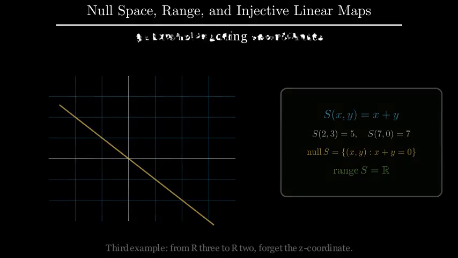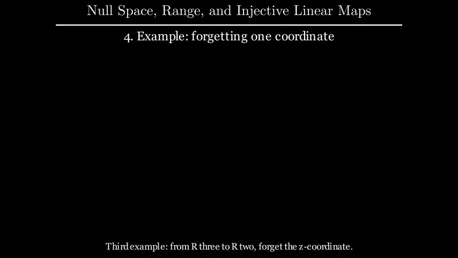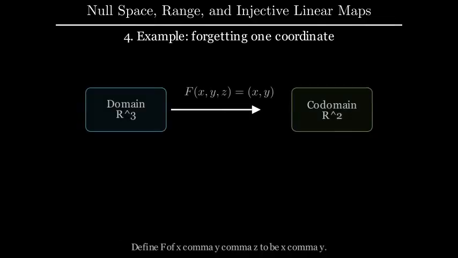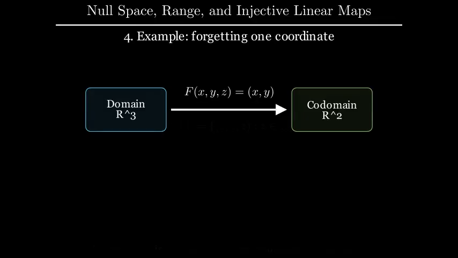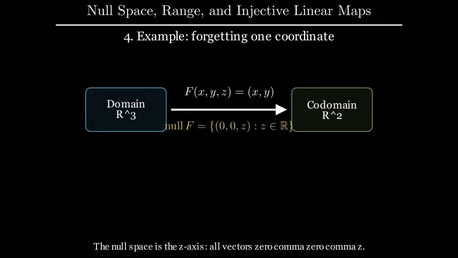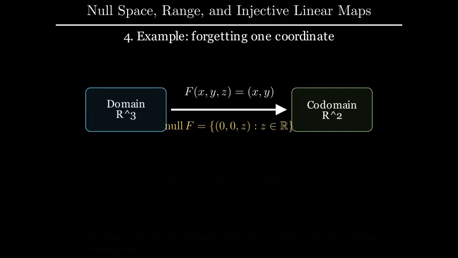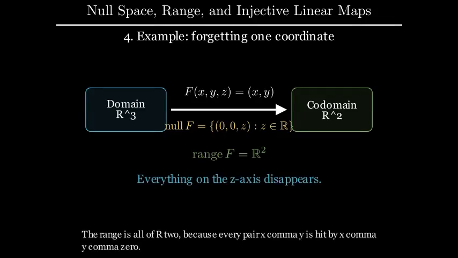Third example, from R3 to R2, forget the z-coordinate. Define f of (x, y, z) to be (x, y). The null space is the z-axis, all vectors (0, 0, z). The range is all of R2 because every pair (x, y) is hit by (x, y, 0).